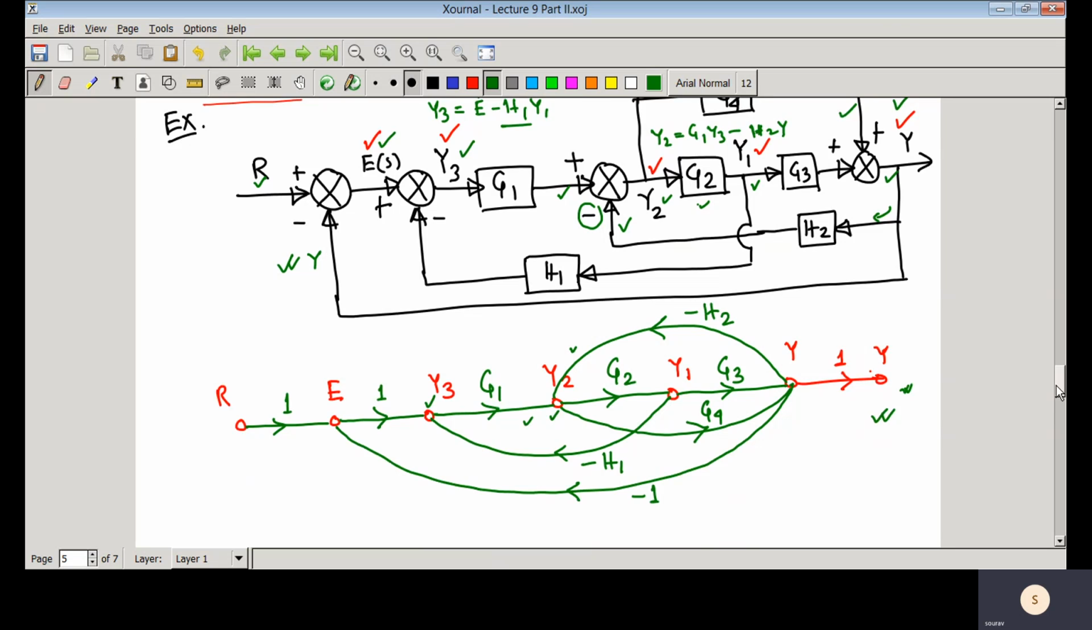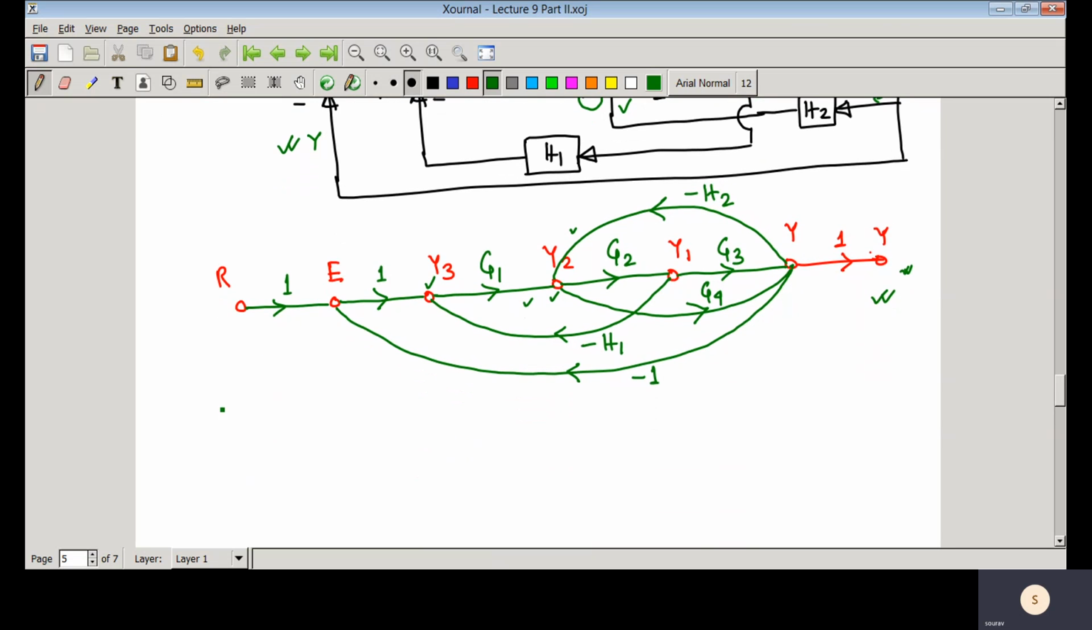Now we are interested in finding the transfer function from R(s) to Y(s), and here we will be applying the Mason gain formula. First, you need to find the forward paths. One forward path I can see here. So this is that forward path. Is there any other forward path? Yes, there is one more forward path, this one. So two forward paths are there.